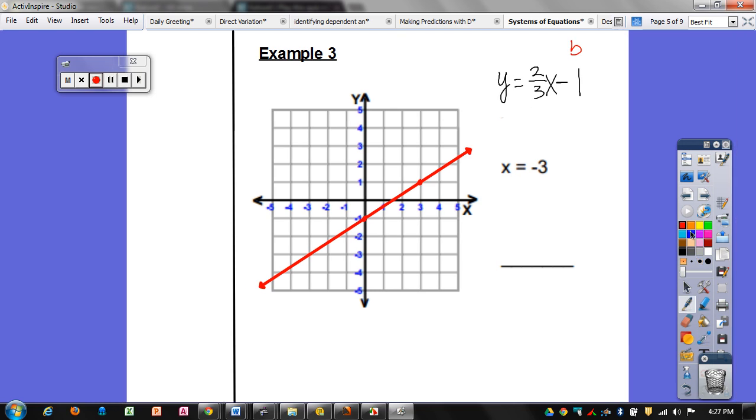And graph the next equation. For this one, x equals negative 3. This is going to be the line where all your x values are negative 3. So you have your undefined slope here. And this is going to be your point of intersection right here. So this is your solution at the point (-3, -3).